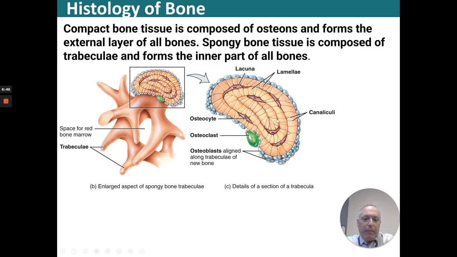We see that first of all, there are canaliculi, which are little avenues that interstitial fluid can flow through to get to these osteocytes, which once again were osteoblasts, and they become trapped in their own matrix. They become osteocytes. The osteocytes reside in a little hole called the lacuna, and these lamellae are the sheets that surround the osteocyte.